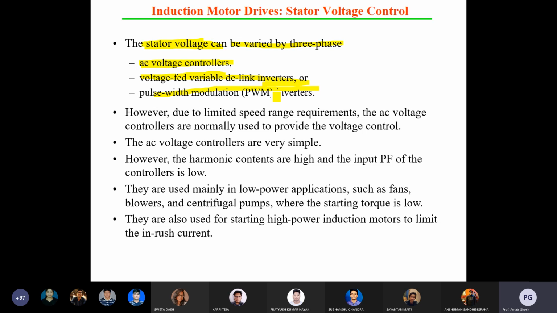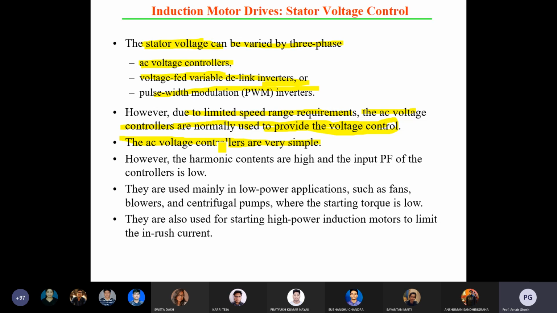You can also use the PWM inverter. However, due to the limited speed range requirements, AC voltage controllers are normally used to provide the voltage control. AC voltage controllers are very simple, and you can easily vary the magnitude. Instead of a variac, you can also use the AC voltage controller. If you vary the gate pulse, the output of the controller will also vary.